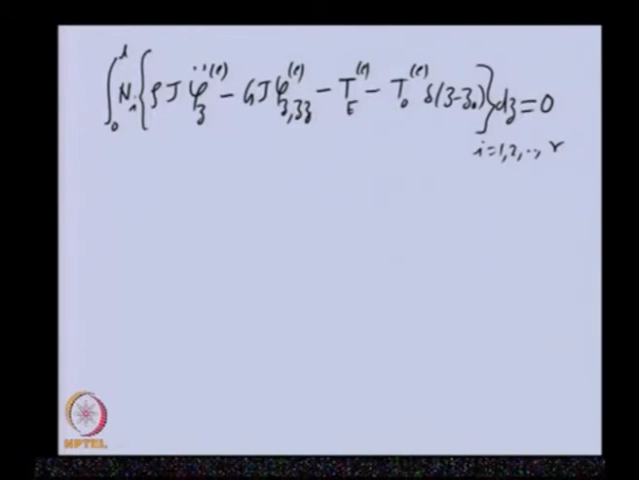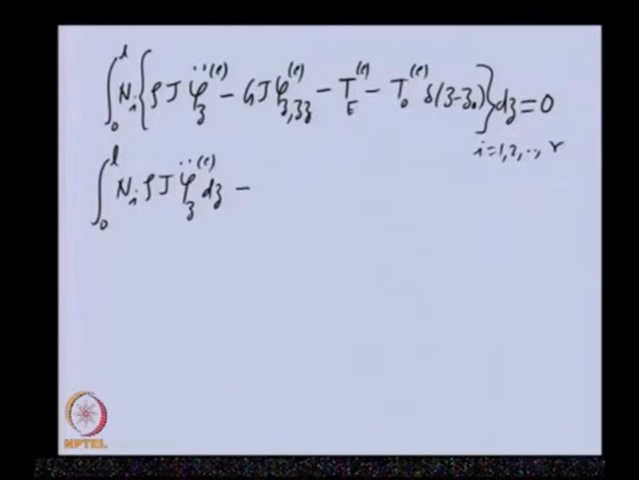So let us see how we can do this. What we will be doing is integration by parts of this term with respect to z. The first term stays as it is, there is no change in the first term. Only the terms containing the double derivative with respect to z, we are doing integration by parts once.